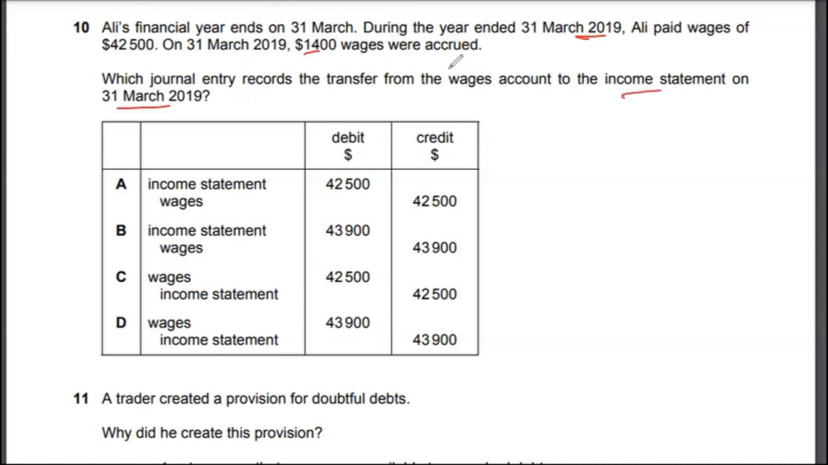First, understand what would be the total expense here. The total wages expense would be 42,500 plus 1,400, so that would be 43,900. So it's either option B or option D.